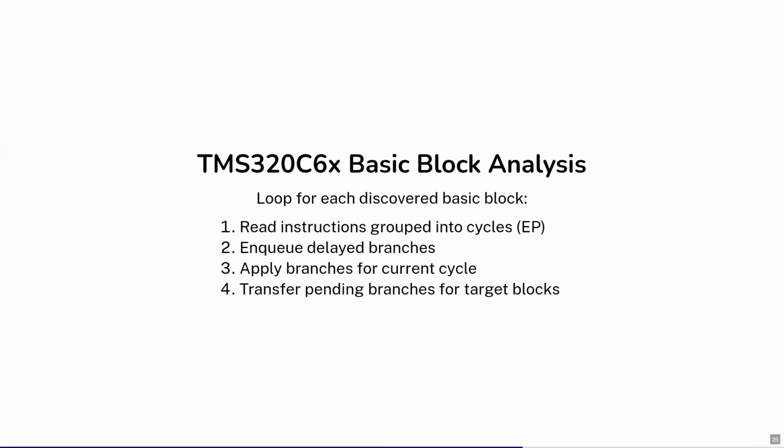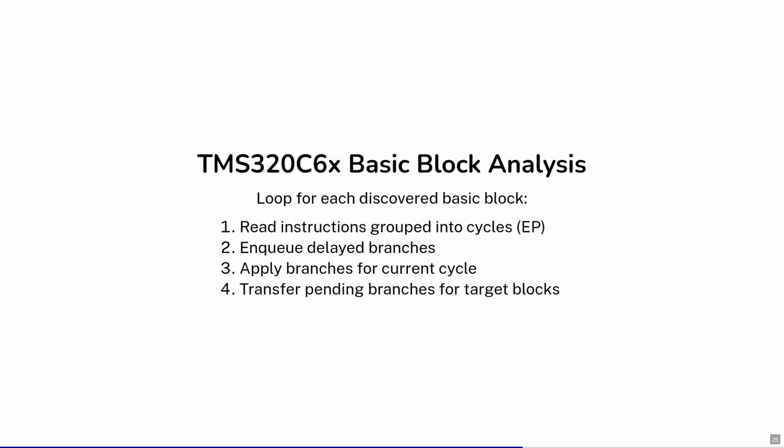So how could we do this for our C6x architecture? We would have to loop over every block, and for every block we would have to loop over every instruction. And we would do this in groups of cycles, meaning execute packets that actually execute in parallel. And then we take every branch of this execute packet and queue it up. They are delayed usually. The only exception is the SP loop.